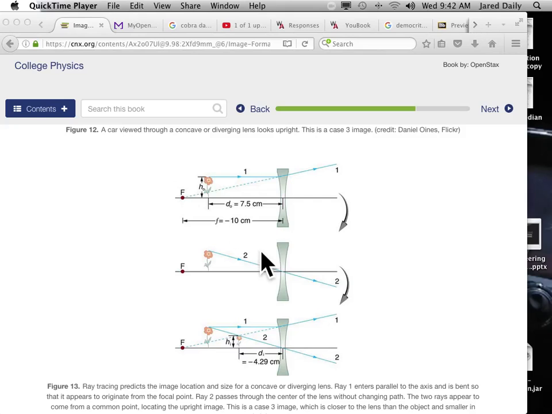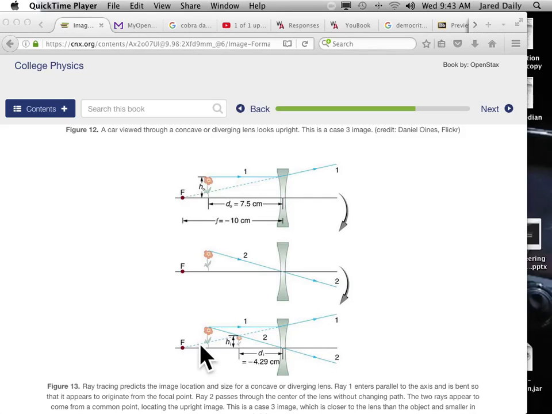The one that goes parallel and then defocuses and then backtraces, and the one that goes straight through the middle and doesn't change. Then we see where those two lines match up. We're not talking about the line that went in. We're talking about the line that defocused and then that backtracing, so the dotted line. We take the dotted line and the line that goes through the middle, and that's where our image is. Notice that our image is on the same side as the object, so it's obviously virtual.